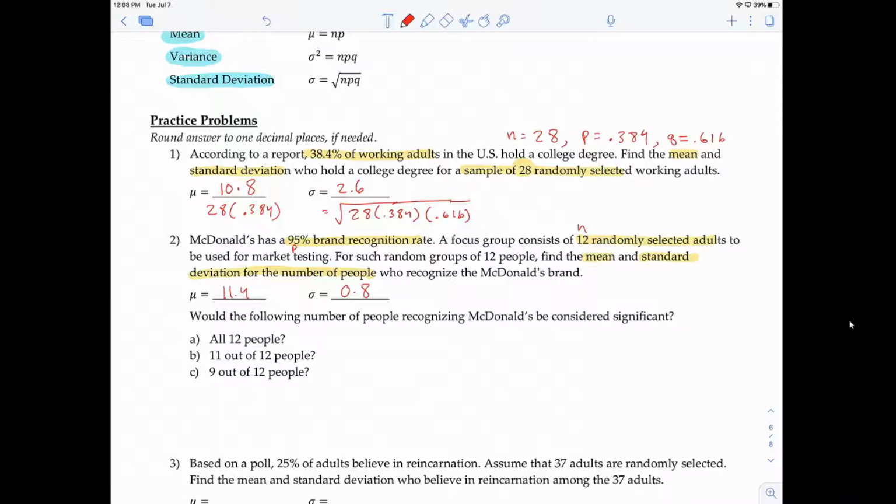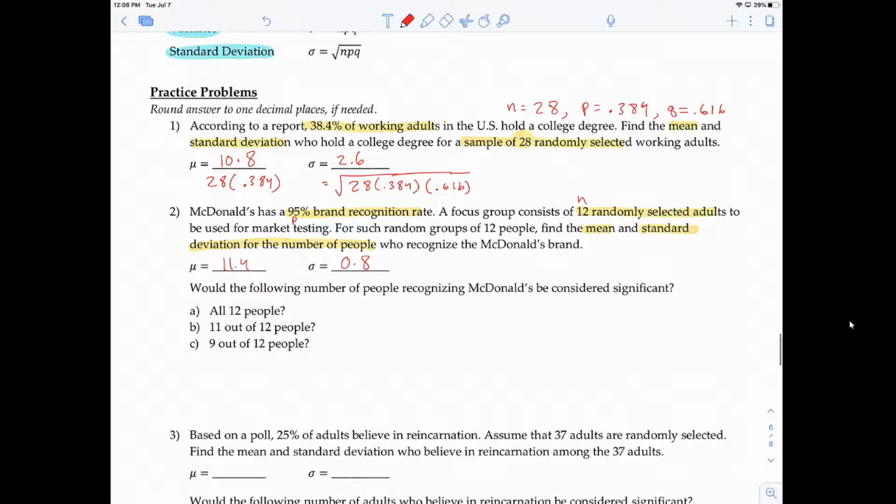All right, and then this question further says, would the following number of people recognizing McDonald's be considered significant? In other words, is this significantly high, significantly low, or not significant at all? So we're going to use both methods just to get practice with both methods. When I say both methods, I'm talking about using the range rule of thumb and using probabilities. So let's go ahead and look at the range rule of thumb first.